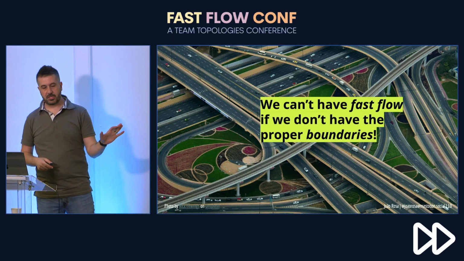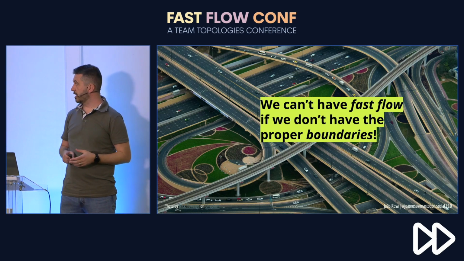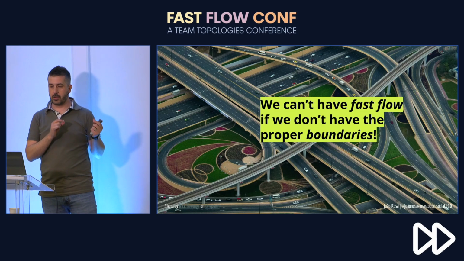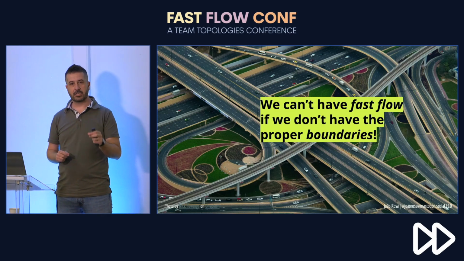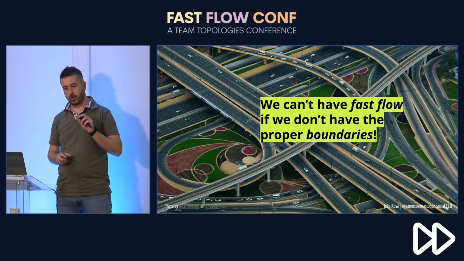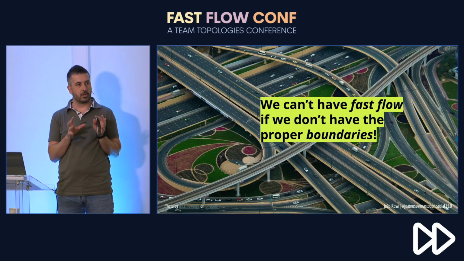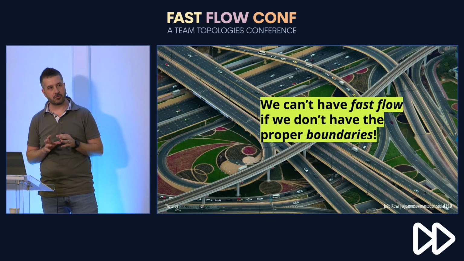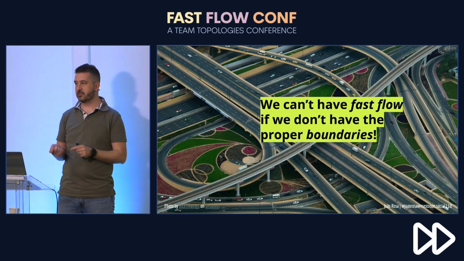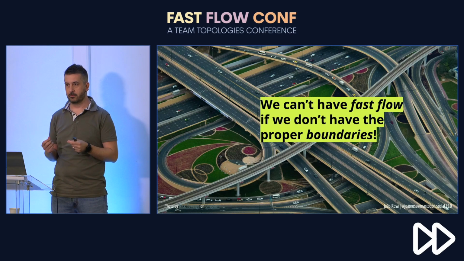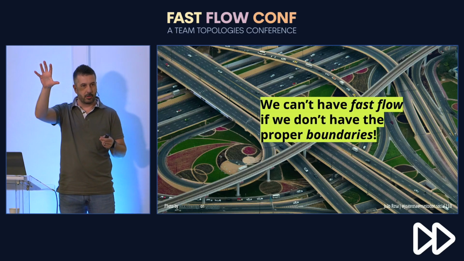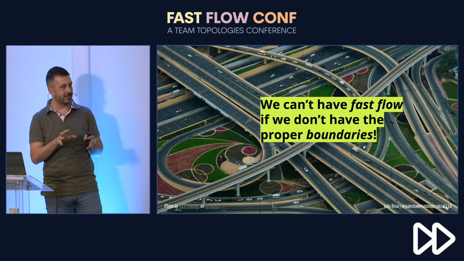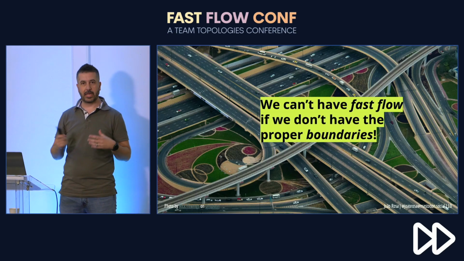So let me just put this out, and this is a thing that I tell lots of people. You cannot have fast flow of change if you don't have the proper boundaries. And the interesting thing is that if we look at the cover of the book, it says Team Topologies. But the subtitle is very interesting: Organizing business and technology for fast flow. Fast flow, and lots of people forget about this and just focus on team topologies, but the subtitle gives us a lot. So let me rant.